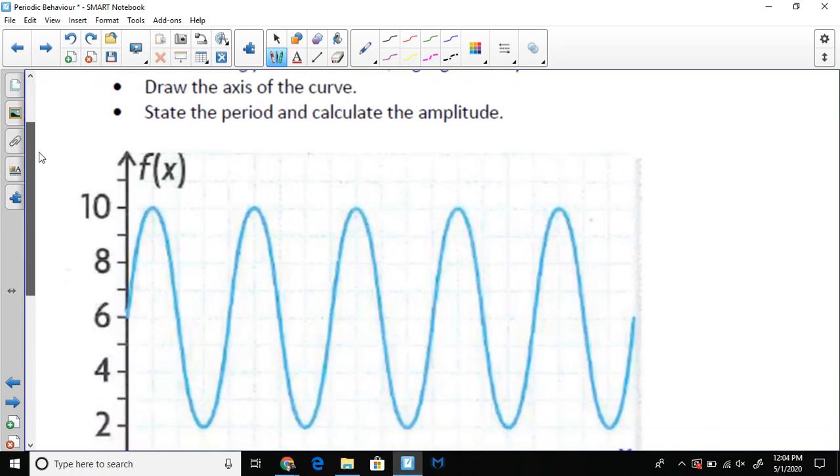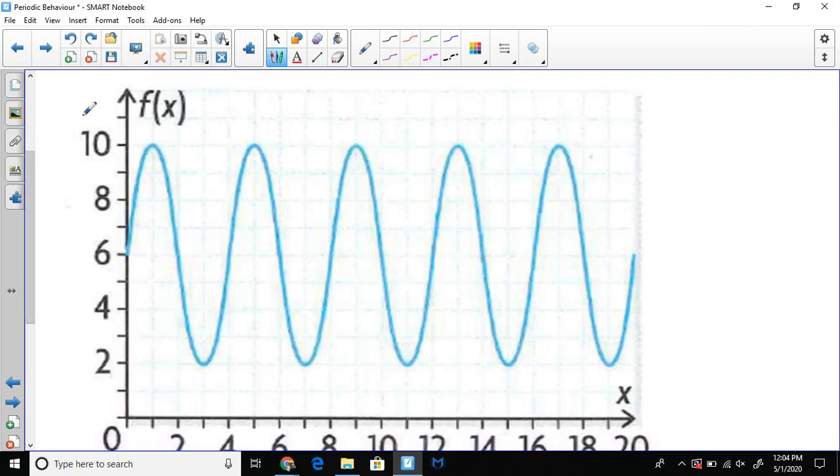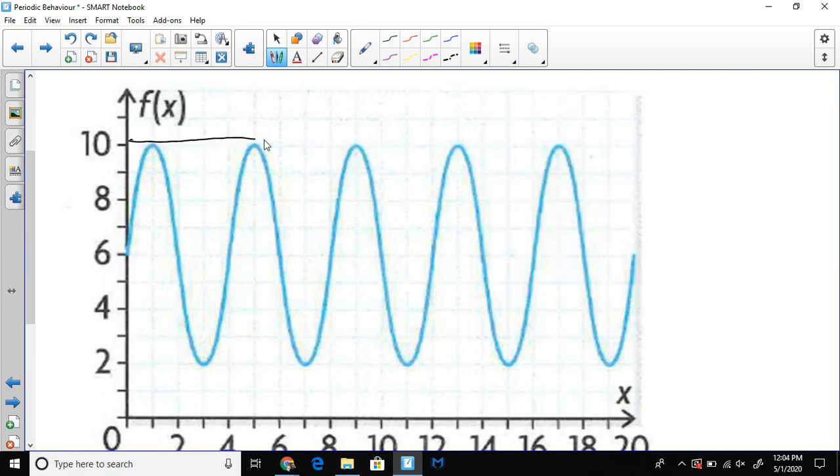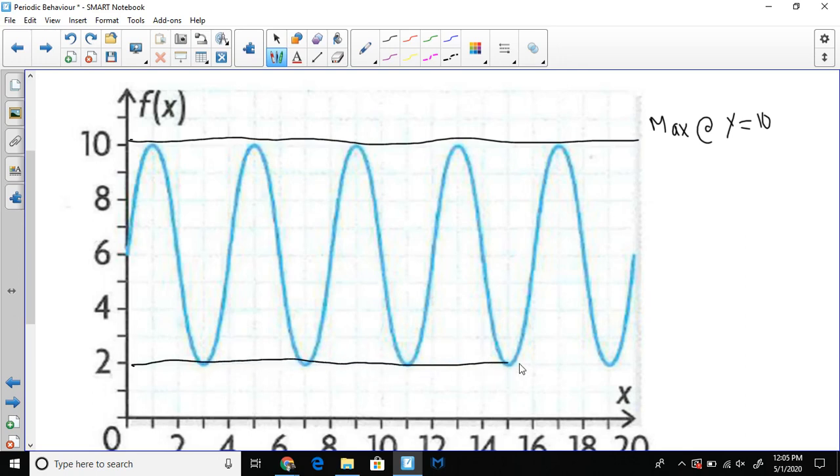So here I have a picture. I have a trig function. So I make a line here. My max is at y is 10, right? And then my min is at y is 2, okay?